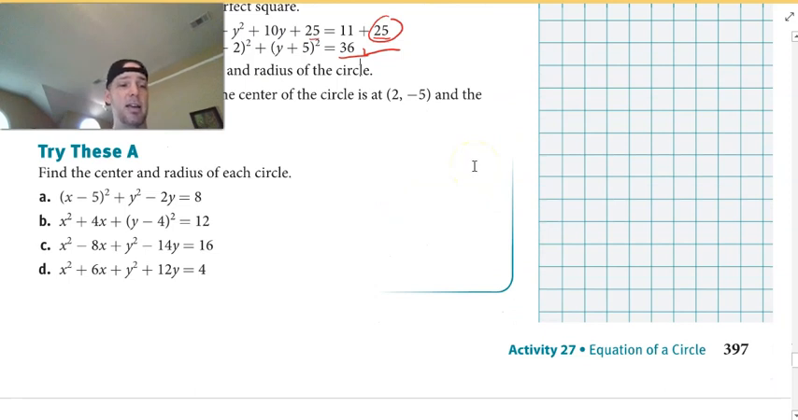All right, so let's do that on some of these. You can go ahead and try this A, B, C, and D. Pause here, give yourself a moment, and I'll walk through these whenever we start it back up.